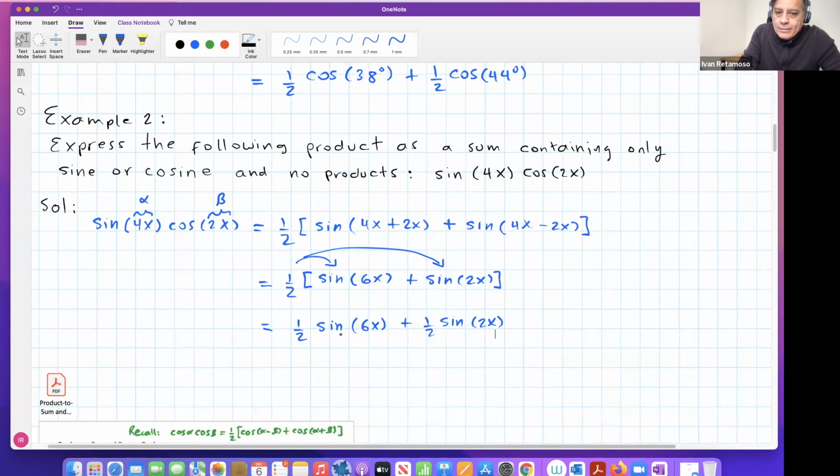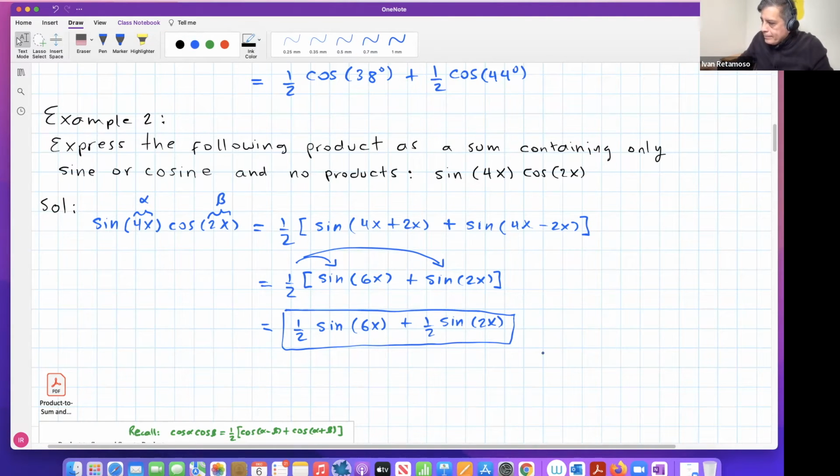There's no rule that says you can cancel here. Without the sine function, then yes, you can cancel, but with the sine function, no. Leave this alone. This should be the answer, okay? This is the answer. Same thing here, right? Do not cancel this 2 with this 2. Leave it alone. That is the answer.